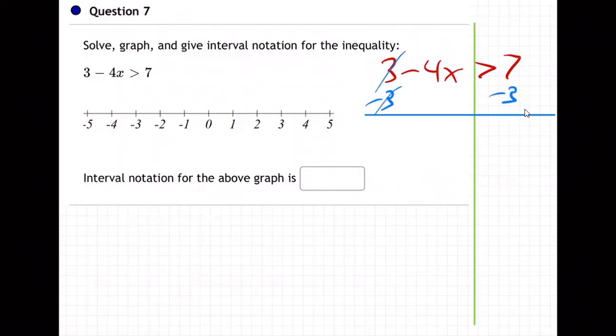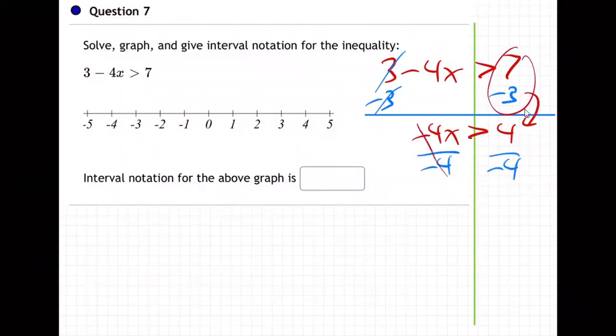And we get minus 4x greater than 4. 7 minus 3 is 4. And now, to finish getting x alone, we have to divide by minus 4. And so, boom, x. And what do we have to do? Do you know this one? When we divide by a negative, we have to flip that symbol. I'm going to cross this one out and turn it the other way.